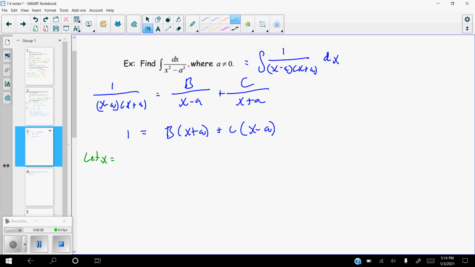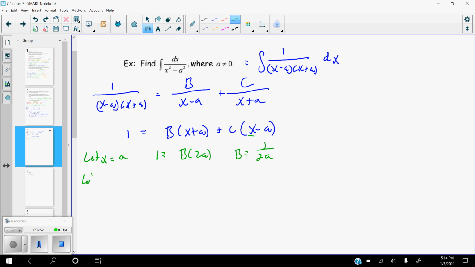So I'm going to let x equal a. And if I let x equal a and plug that in over here, a minus a is 0, the c is gone. So we're going to get that 1 equals b times 2a. Right? If I plug a in for x, I get a plus a, which is 2a. Which means that b, solving for b, is 1 over 2a.